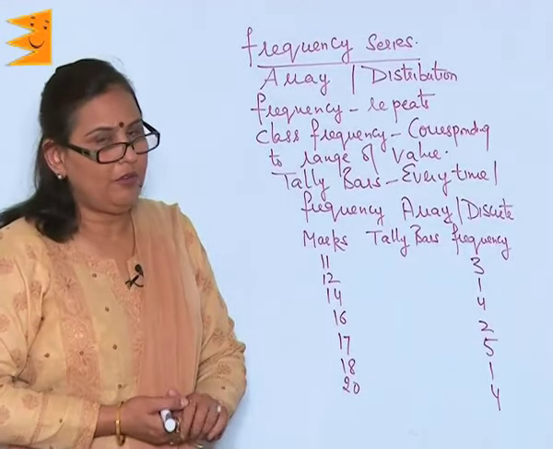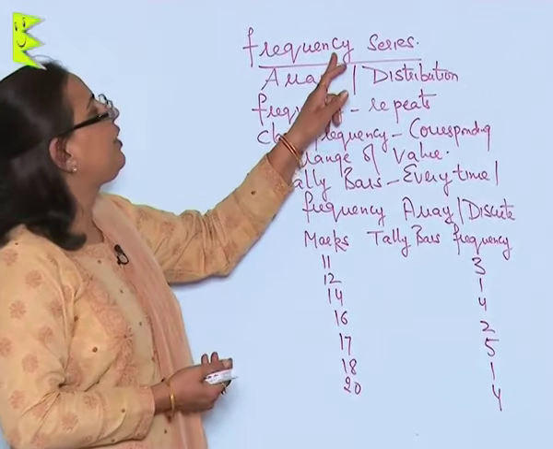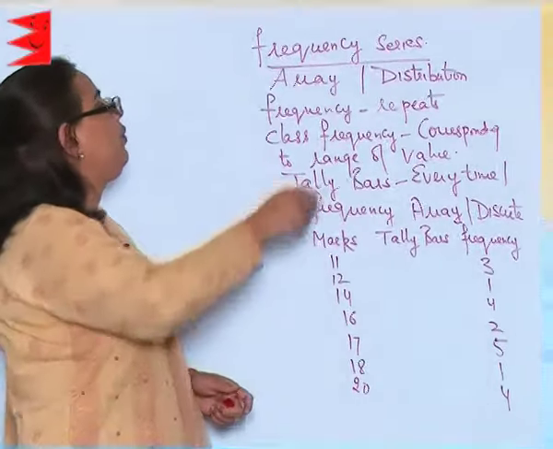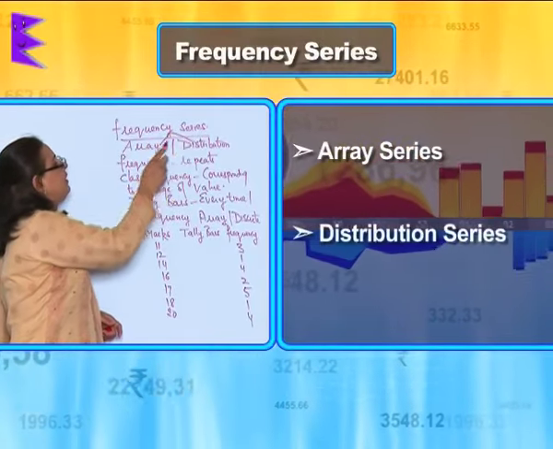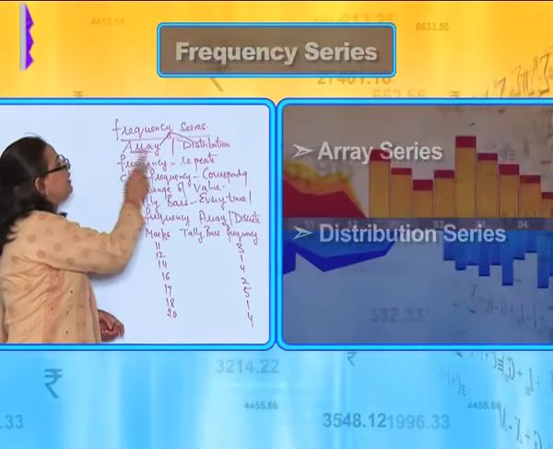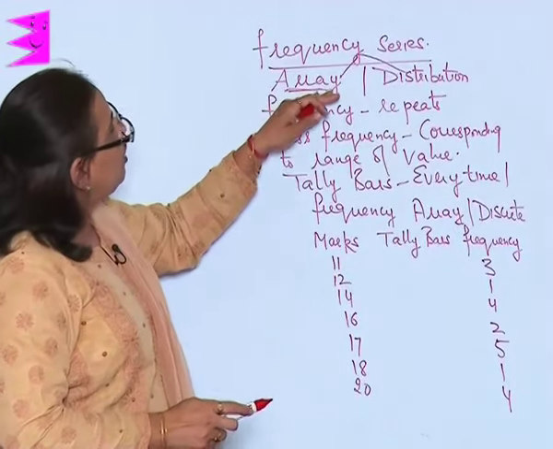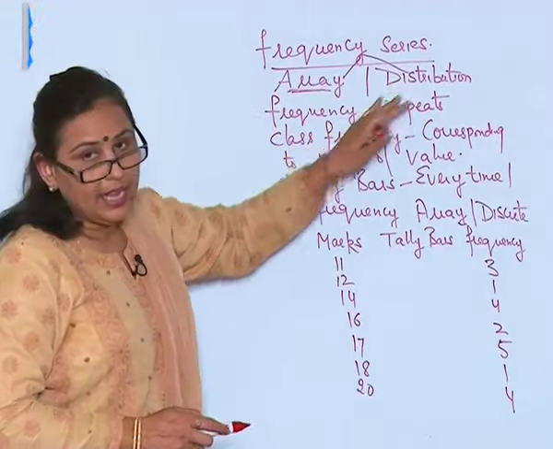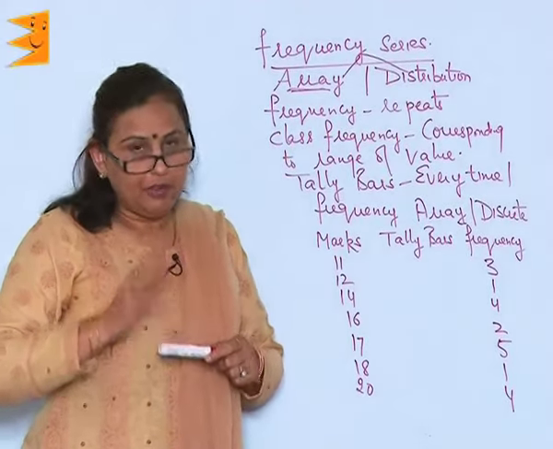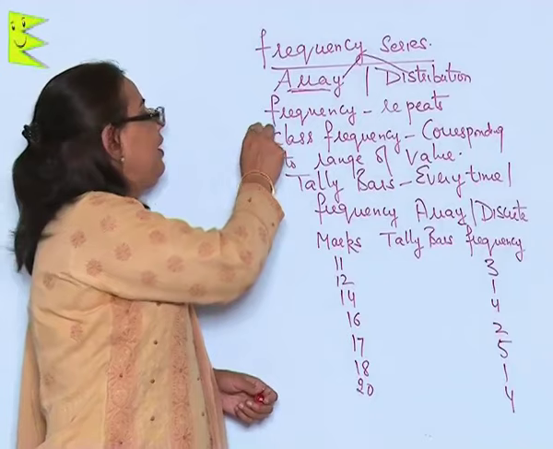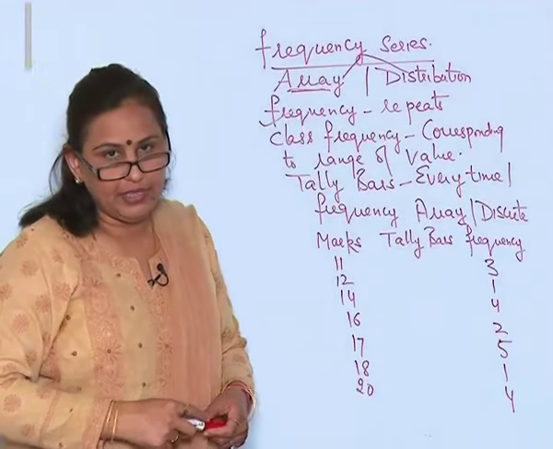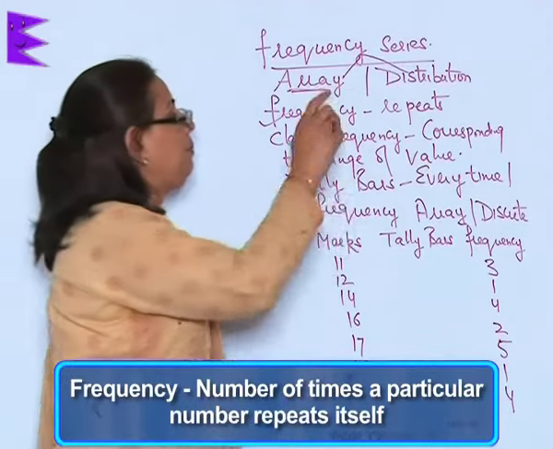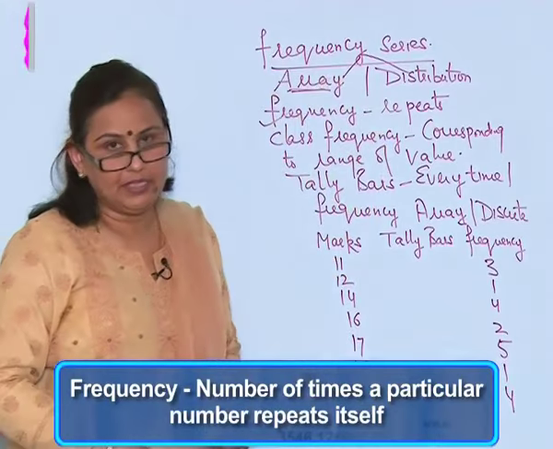The second part of the statistical series is the frequency series. Now, this frequency series is further divided into array series and distribution series. The array series is the discrete series. Before I talk about these two series, let me tell you the meaning of the words which you must know, and those are frequency. What is a frequency? The number of times a particular number repeats itself is the frequency.